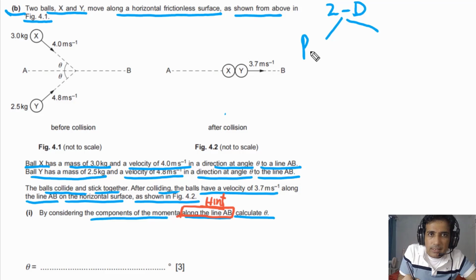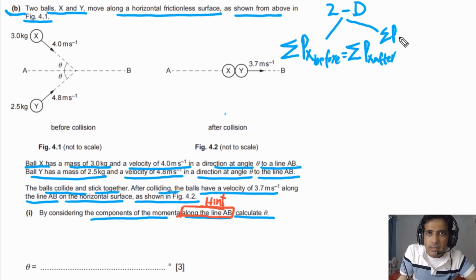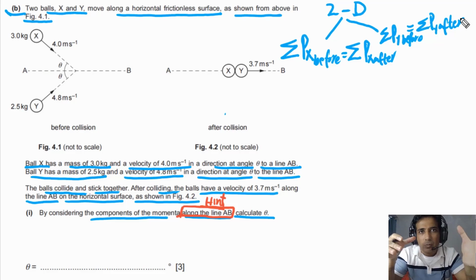It simply means that momentum along X, the sum of momenta along X before collision, has to be equal to the sum of momenta along X after collision. So this is the main principle. Along Y, you also need to do the same. The sum of momenta along Y before collision has to be equal to the sum of momenta along Y after collision. So this is the main principle you have to follow, and this is very similar to projectile motion.